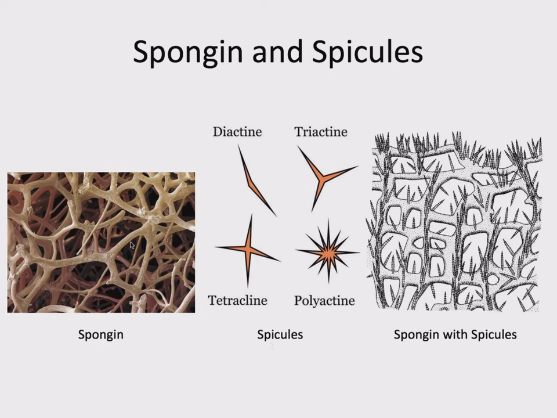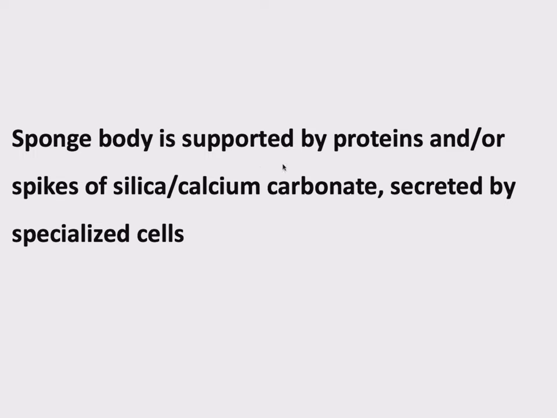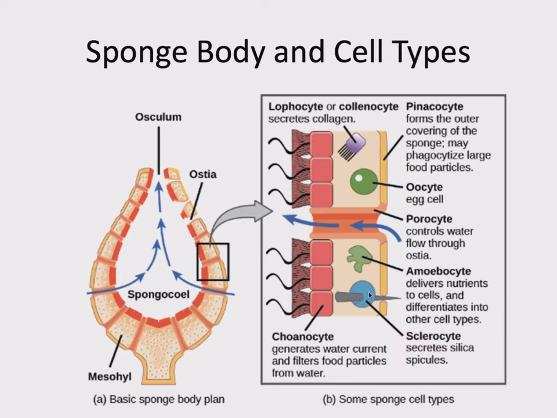So some sponges just have this spongin; they're the soft ones that you would wash yourself with. But some of them have spongin as well as these spicules, which you definitely would not want to rub on your body. But it gives them an extra layer of structural support and discourages things from eating them. So the sponge body is supported by proteins and/or spikes of silica or calcium carbonate secreted by specialized cells. So yeah, more of these specialized cells here that are involved in building this quote-unquote skeleton.